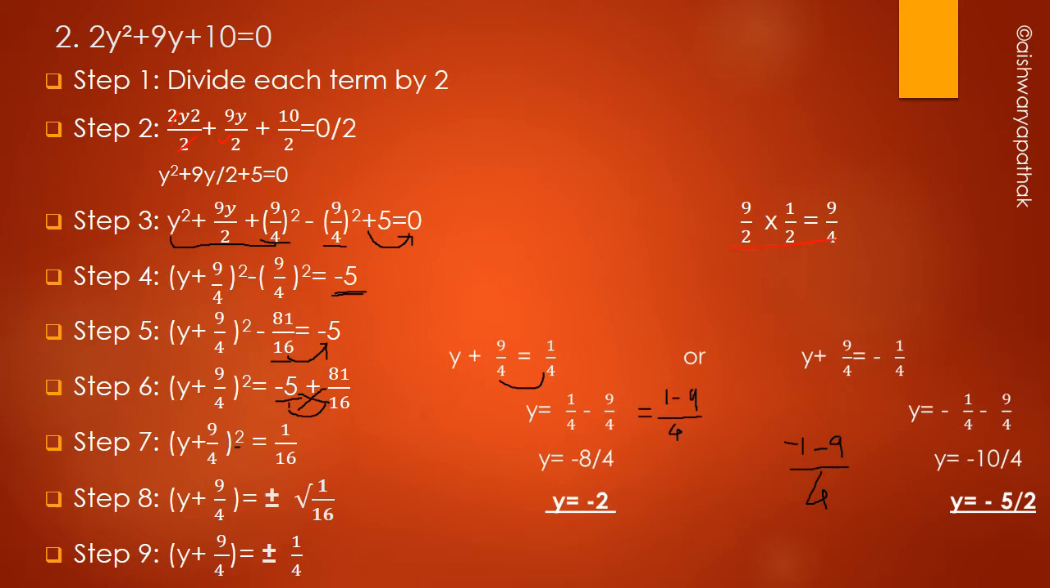Okay, then 9y upon 2 will remain as it is. 10 upon 2 we will get 5, because 2 fives are 10, and 0 divided by 2 is what? It is 0 only. Okay, so here one step is increased, because here we are having coefficient 2. If we had coefficient 1 here, then you could solve this step directly, meaning multiplying by half. But here we have increased this step because we have coefficient 2.